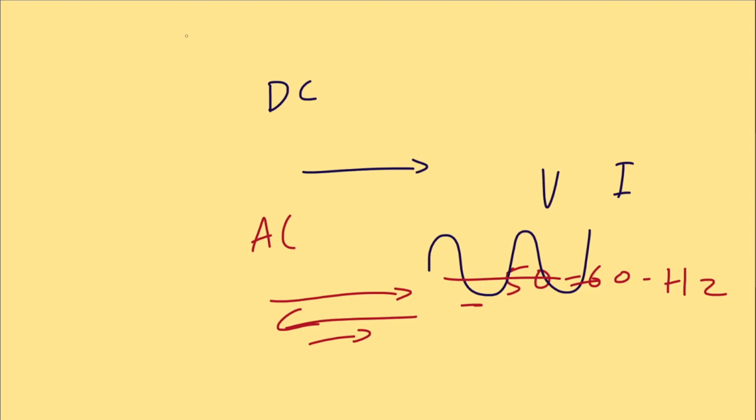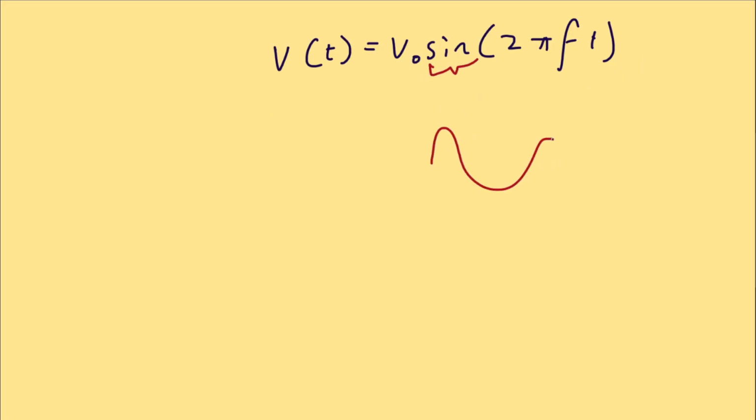And the equations are this. First, for voltage, there's actually two. V(t) equals V0 sine 2 pi f t. What does each part of this mean? If you've learned waves and oscillations, this might look pretty familiar.